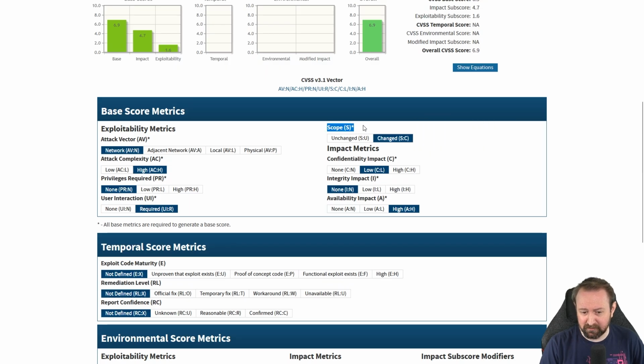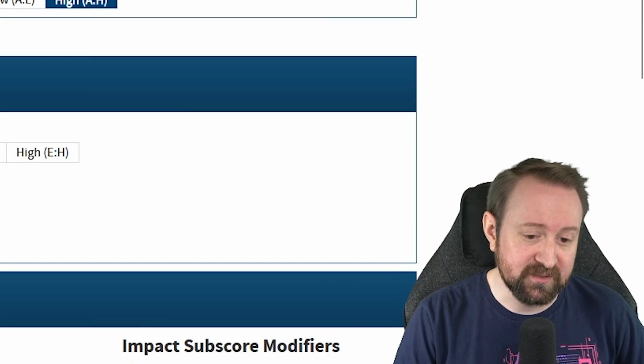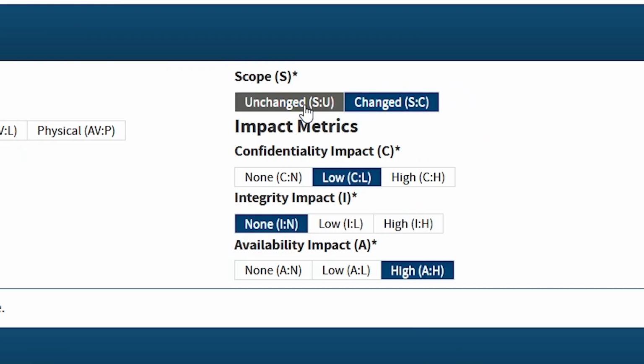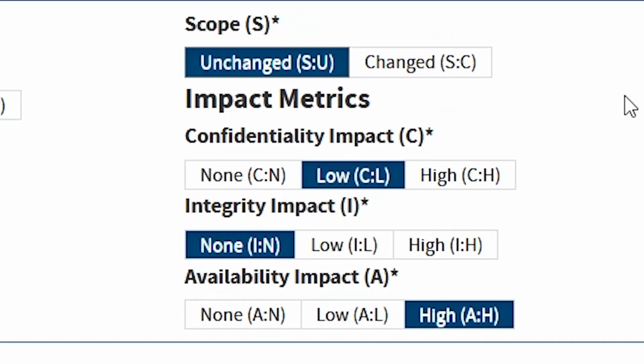You might not necessarily know this as a pen tester, by the way. You might not know whether the scope has actually changed or not. There is a little bit of guesswork here, but there are some examples. Most of the time, I think, for web app pen testing specifically, you might be able to say that it's unchanged. And finally, we have the impact metrics.